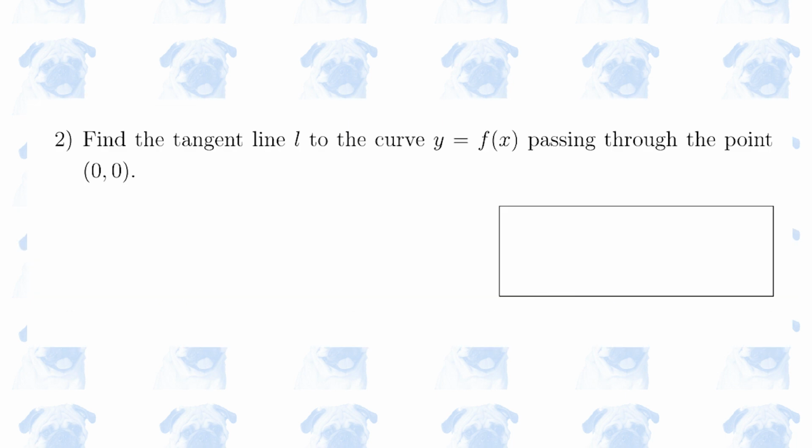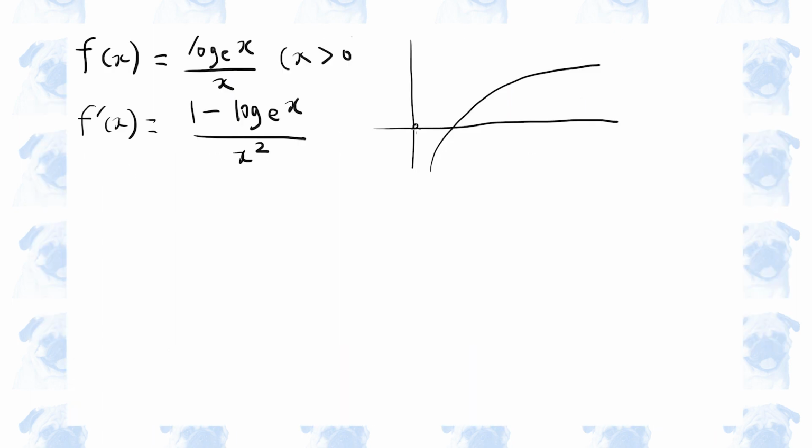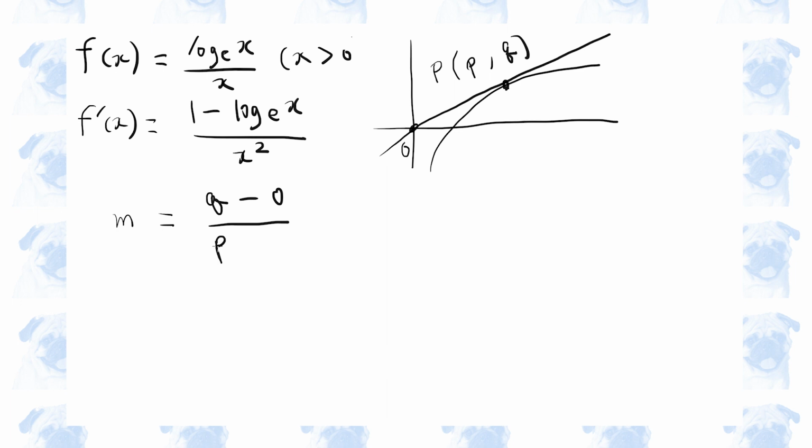Section 3, number 2. So the tangent line L goes through the origin. Let the point of tangency be called P with the coordinates P and Q. So first of all, the slope m of the tangent line can be expressed as Q minus 0 over P minus 0, or simply Q over P.